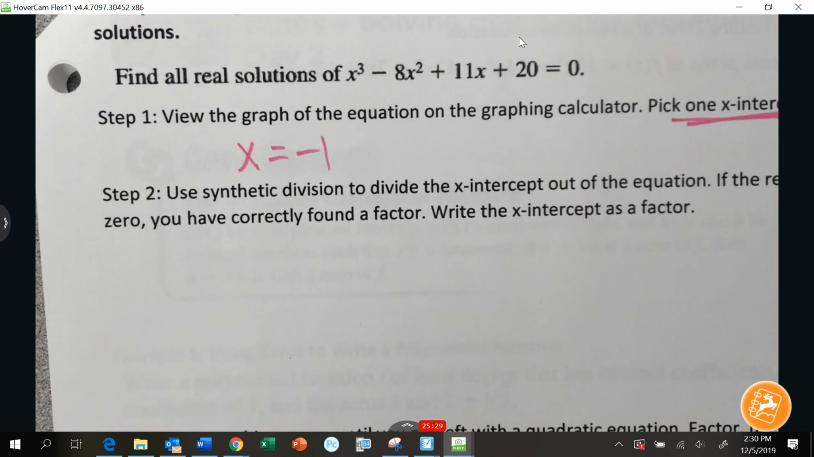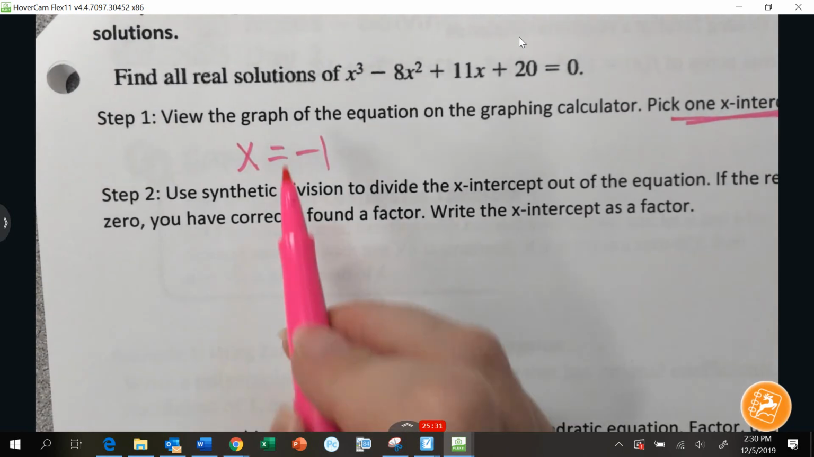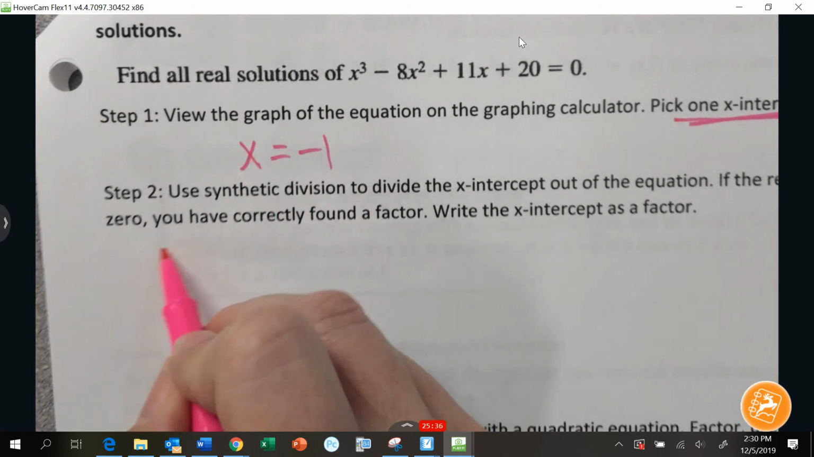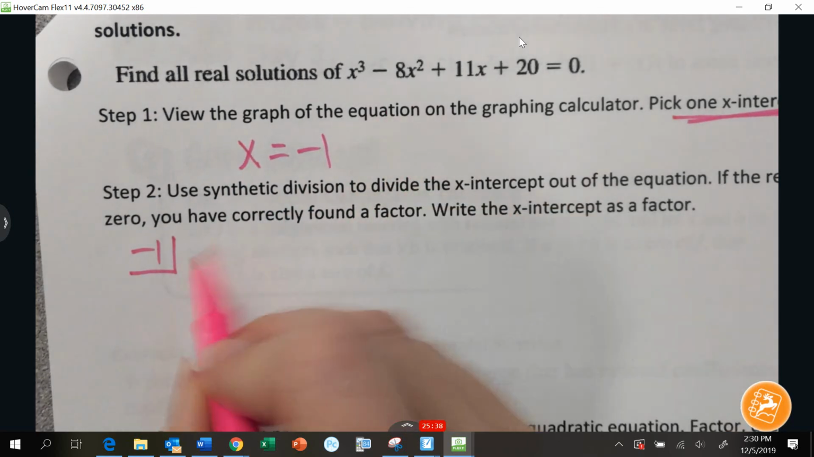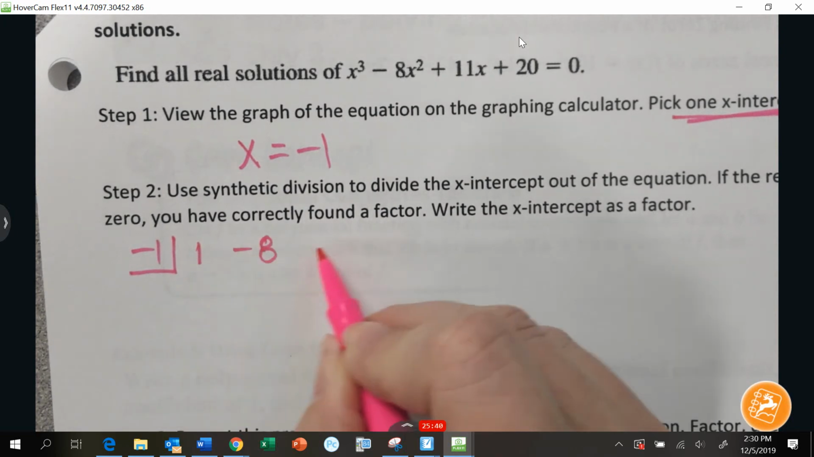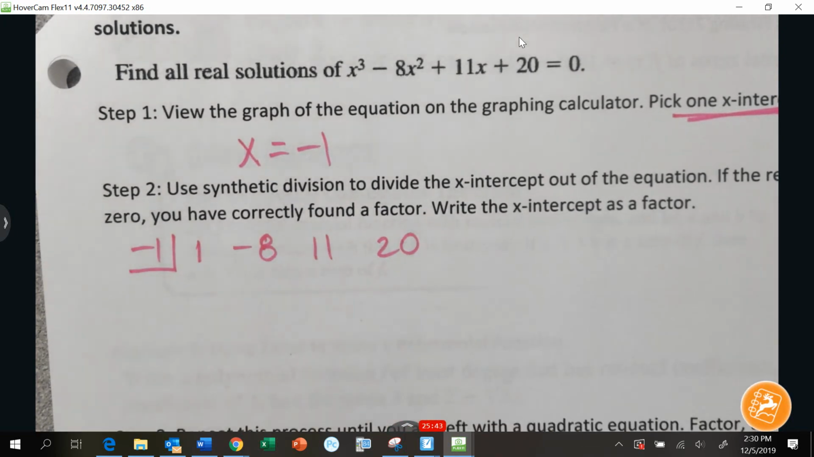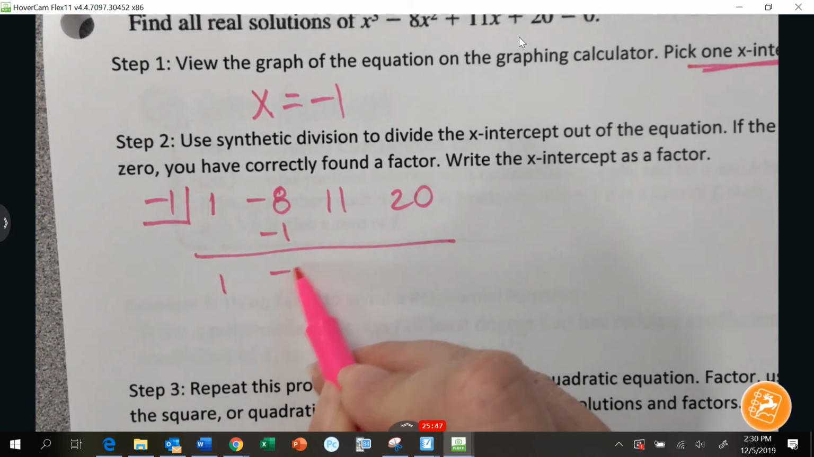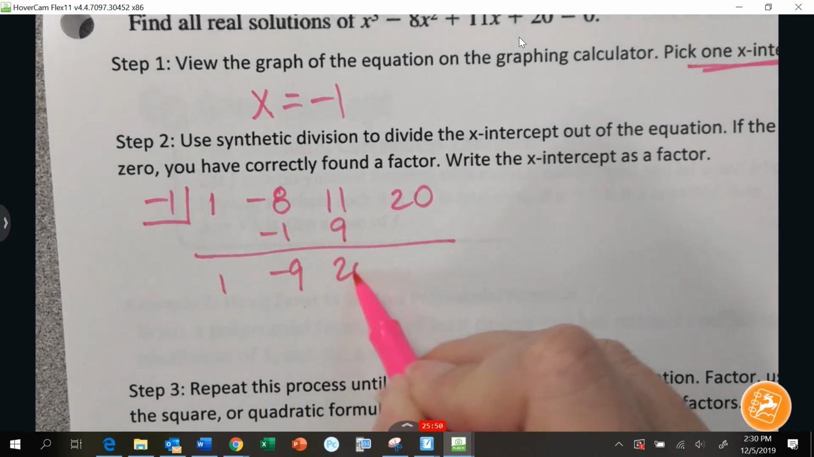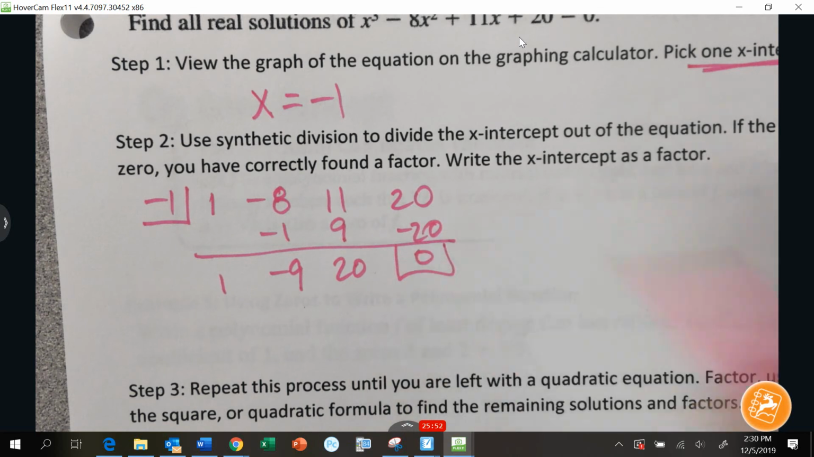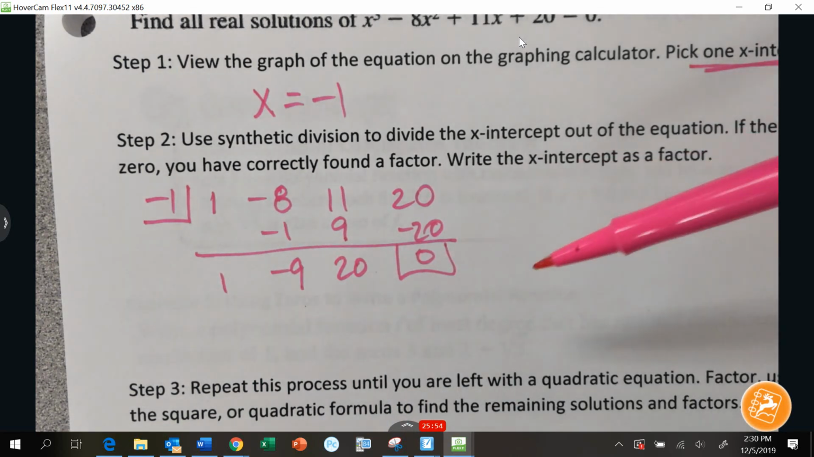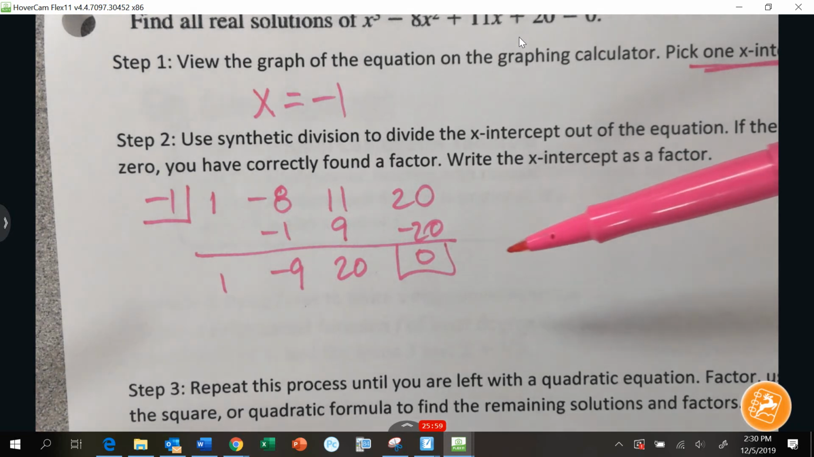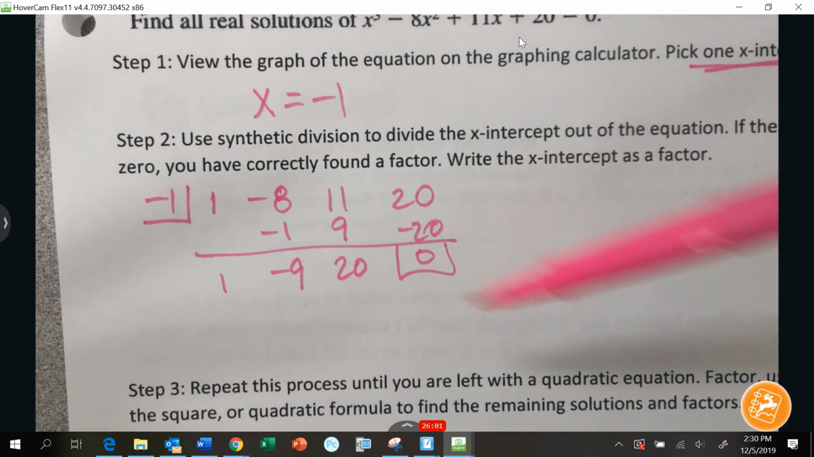Now what you get to do is we're going to do what you were just doing at the beginning of class. You're going to take out this x-intercept using synthetic division. -1, we're going to take out of 1, -8, 11, 20. Synthetic division. If you do something wrong, the remainder will not be 0. So the remainder has to be 0 for this to work.